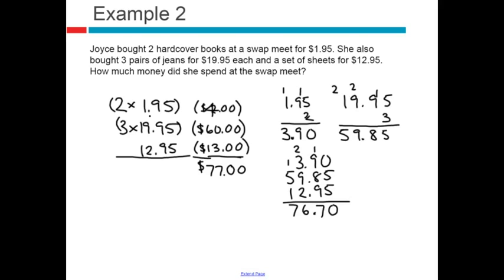So the total amount she spent at the swap meet was $76.70. And that's the exact amount that she would pay. And that's close to $77. So I know that I did this calculation correctly.